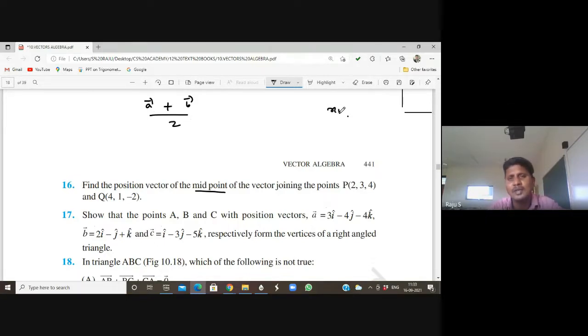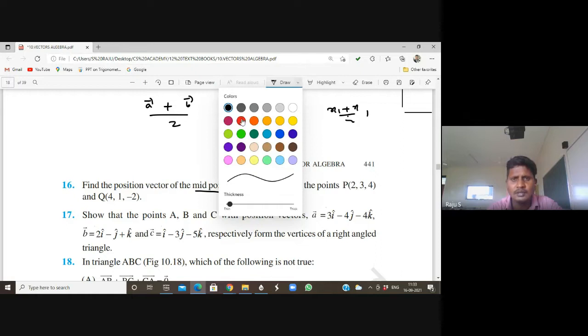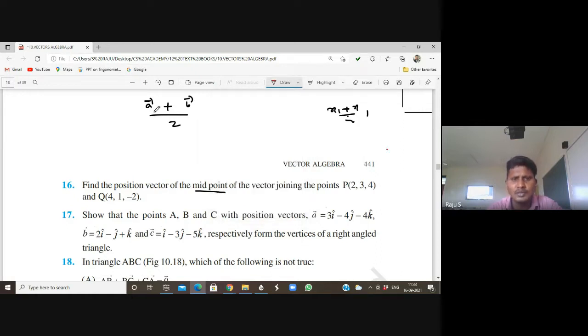What is the formula? (x1 plus x2) by 2, comma, (y1 plus y2) by 2. In the same way here, what about the two vectors? Vector A is the position vector of the point P. I am taking the OP vector as vector A, that is 2i plus 3j plus 4k. First we have to take the position vector of the point P, and this vector I am taking as B, that is the OQ vector, equal to 4i plus j minus 2k.